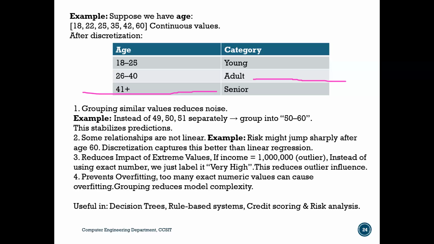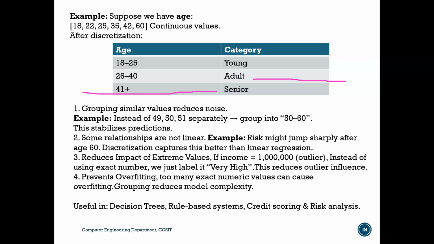Some relationships are not linear, so we are using this to make them linear. And extreme values means outliers, which we can easily handle. Suppose one person has an age of 120, we can say 120 is also part of the senior category. So by using categorical data, we can easily handle the outlier. That's why it should not overfit.